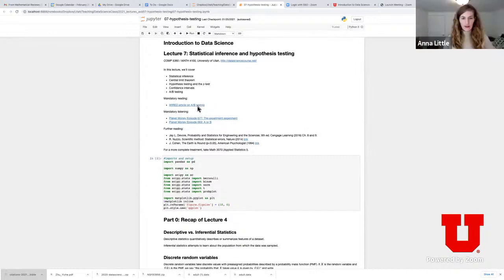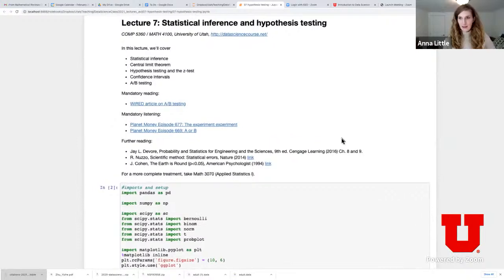Okay, so there's a Wired article as part of the reading for today. Let's zoom in a little bit on your browser. Oh, yeah. Is that better? Yes, thank you.